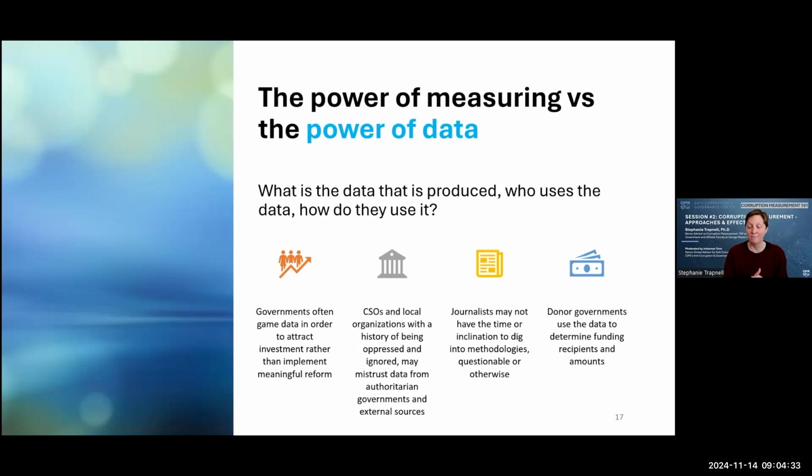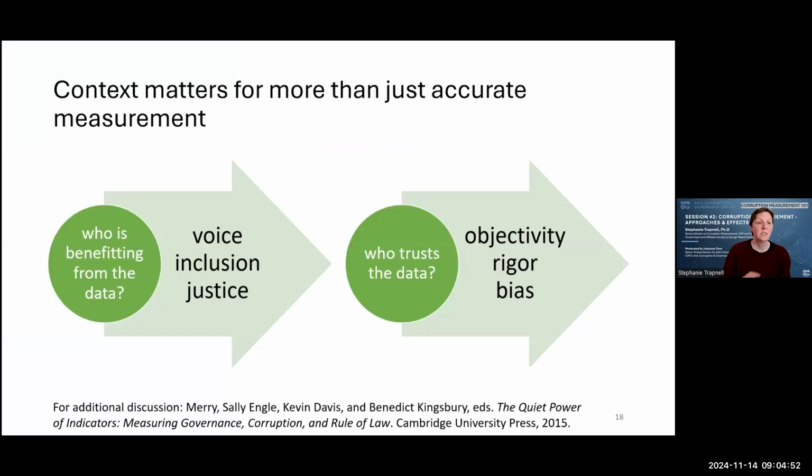They do it anyway. And it is not the best way to use the data sometimes, because it depends on how the data has been constructed, whether it actually should be used for that purpose, or if it skews prior funding priorities in directions we don't want. So context matters for more than just accurate measurement.